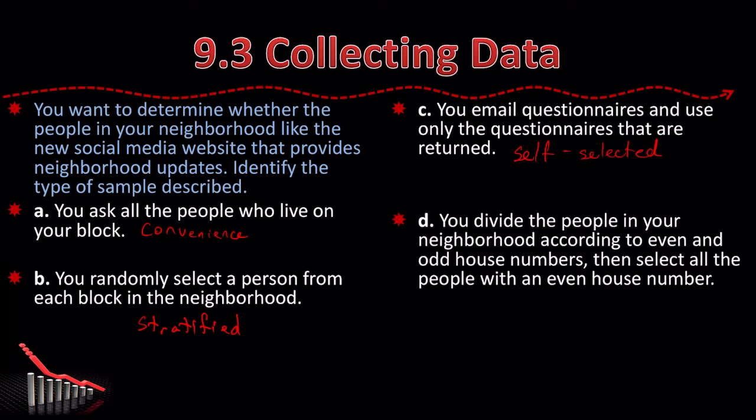And part D, you divide the people in your neighborhood according to even and odd house numbers. So you've made them into groups, and then you select all the people with an even house number. So you divided them into groups, and then you selected all the people from one of the groups. So you just selected one of the groups. That is cluster.